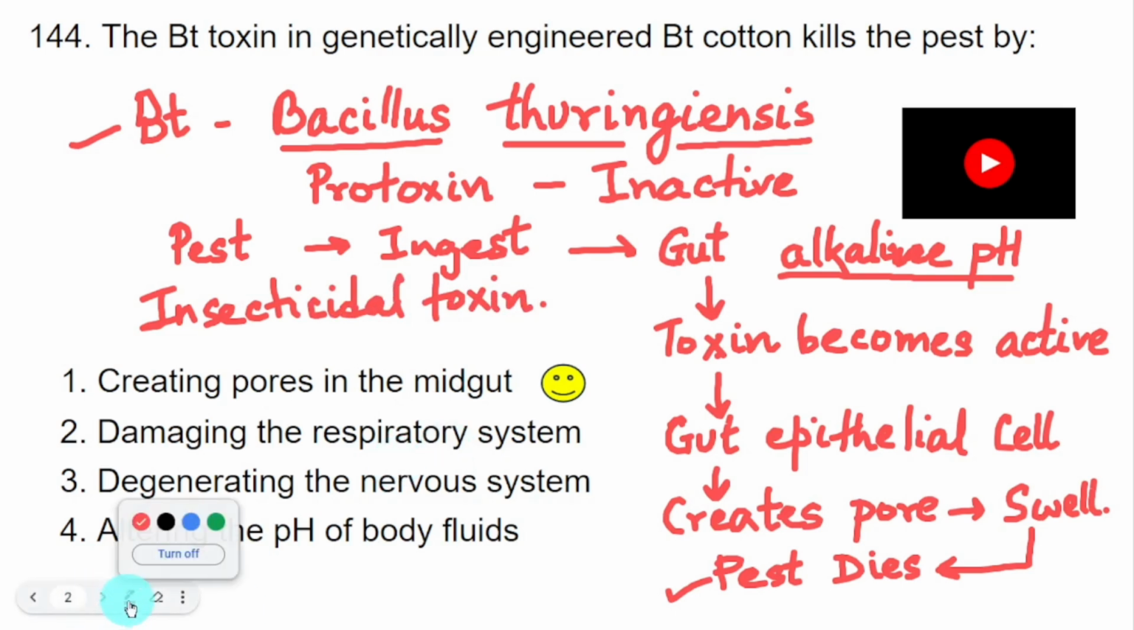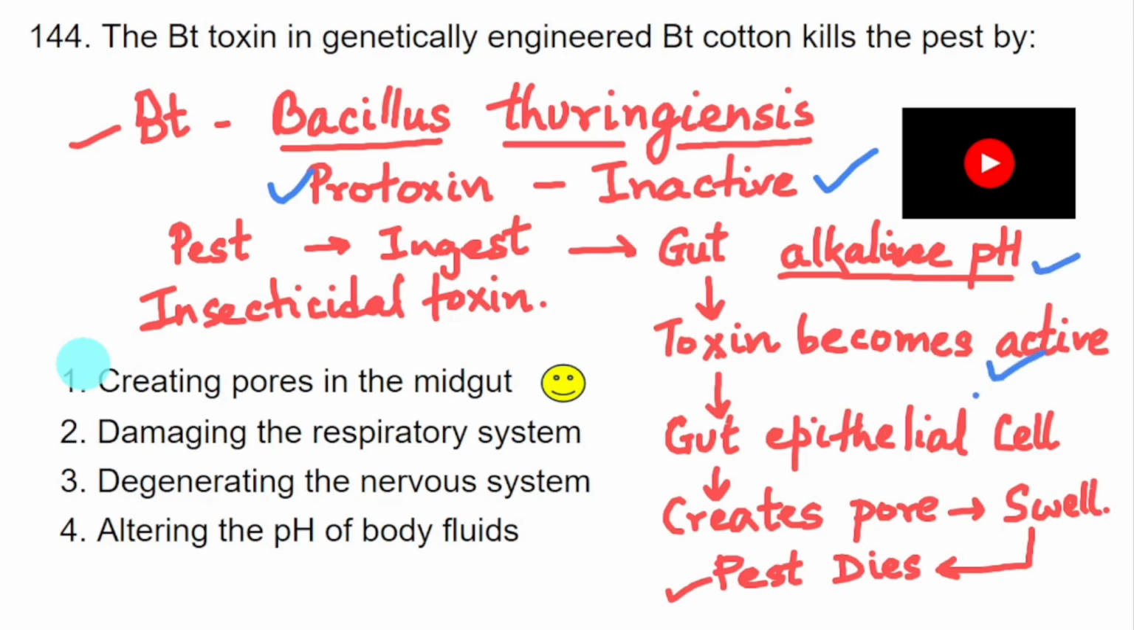So the key points which you need to remember is the toxin is produced as protoxin and protoxin means it is in inactive form. And once the pest ingests it in the gut under alkaline pH, the toxin becomes active. And the activated toxin will bind to the epithelial cell, create pore. This eventually causes cell swelling and cell lysis, and therefore the pest dies. So here the mechanism, the pest is killed by creating pores in the midgut. That's all you need to remember about this particular topic.